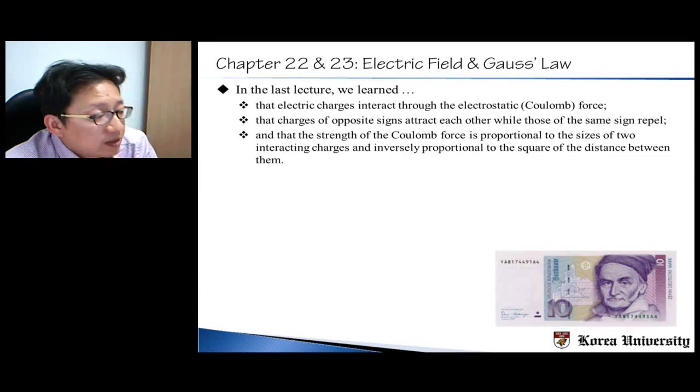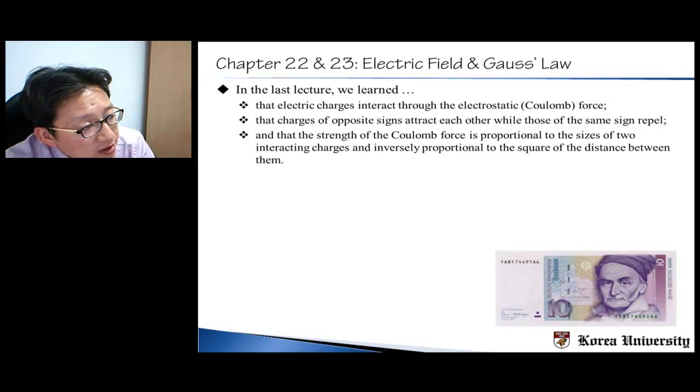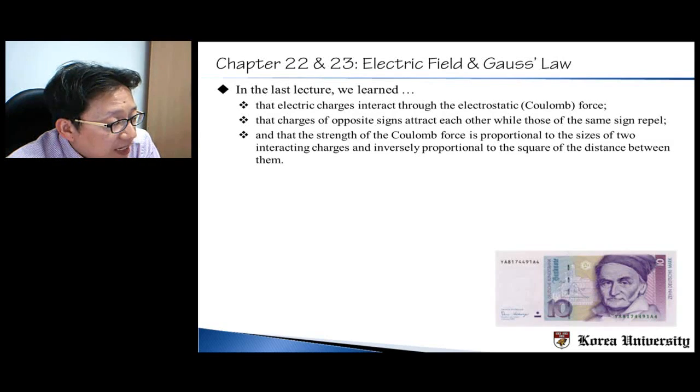Okay, before we study chapter 22 and 23, let's make a brief review of what we have learned in the last lecture. We learned that electric charges interact through the electrostatic force, which we also call the Coulomb force. Charges of opposite signs attract each other, while those of the same sign repel. The strength of the Coulomb force is proportional to the sizes of two interacting charges and inversely proportional to the square of the distance between them. Okay, do you remember? Okay, good.